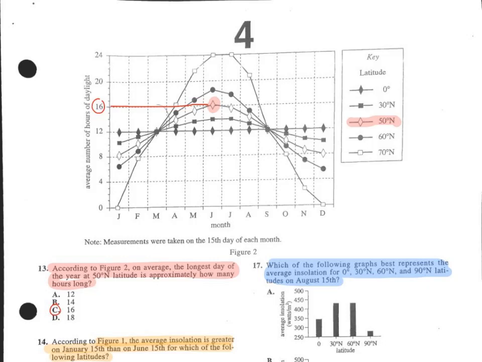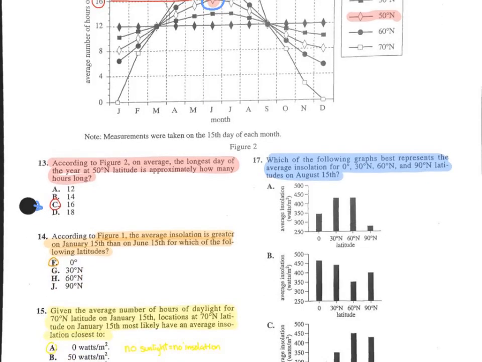So you have to make sure you're looking at the right line here. So 50 degrees north, you'd be looking at the diamonds that are not filled in. And the longest day would be the furthest up on the y-axis, and the highest up that you go on the y-axis is this point right here in June, and that is about 16 hours of daylight. So 13 was C.